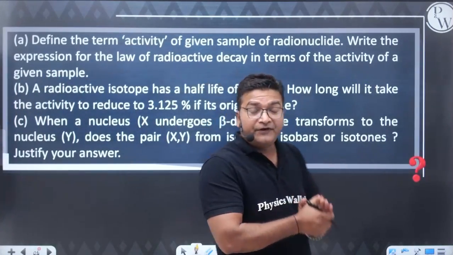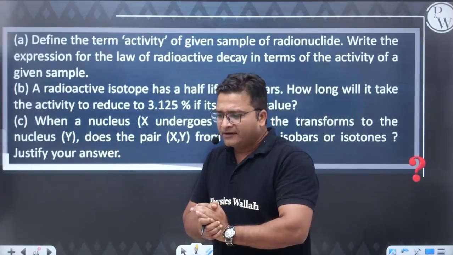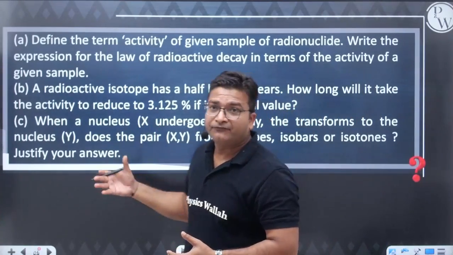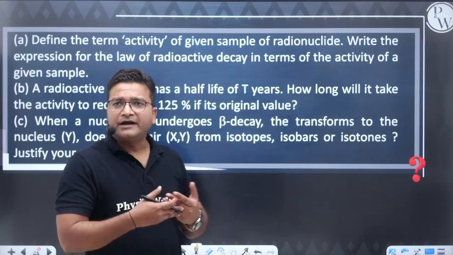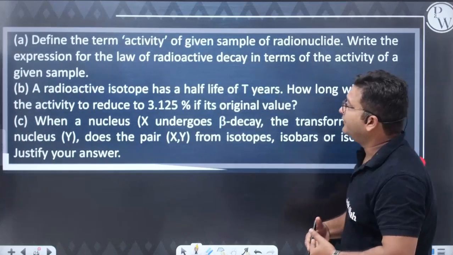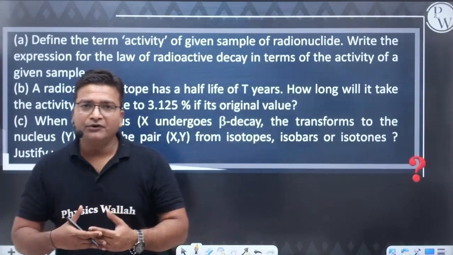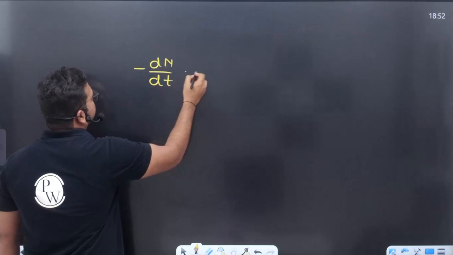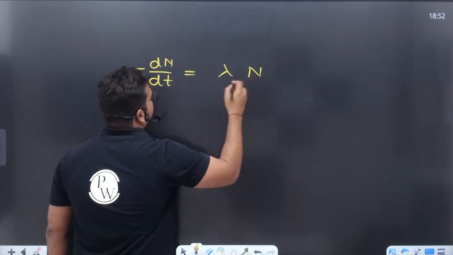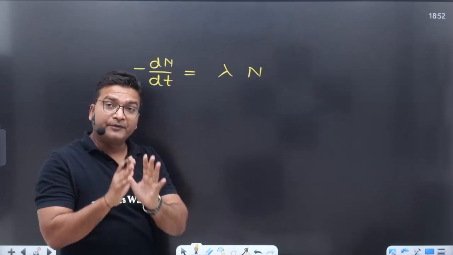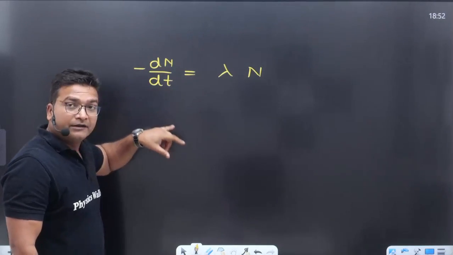This is again a very frequent question. I've seen many times they ask you what is the term activity. So it is again a 5 marks question, and it says define the term activity. Write the expression for the law of radioactive decay in terms of activity of a given sample. So if you want to answer the first question, just write clearly the law of activity, which says minus dN by dt equals lambda N. You know that this is called activity. This is the rate of decay. So define properly that the rate of decay of particles is called activity.